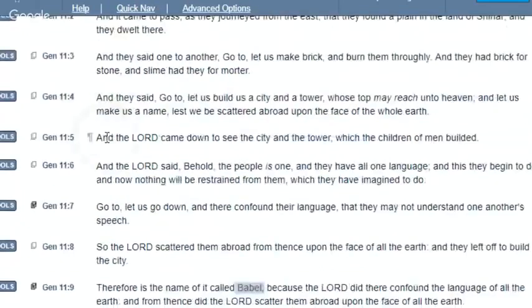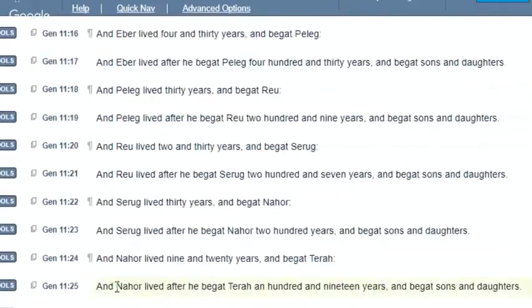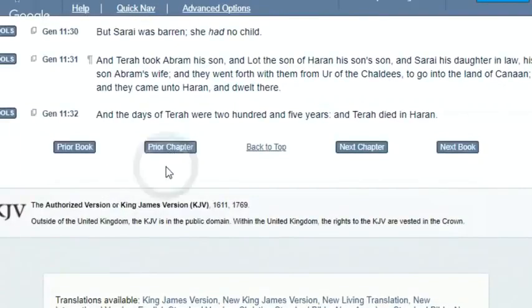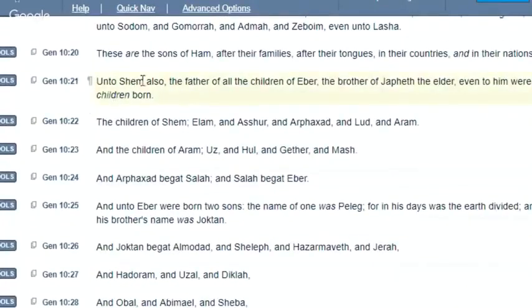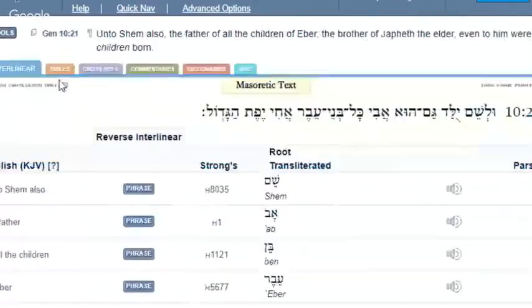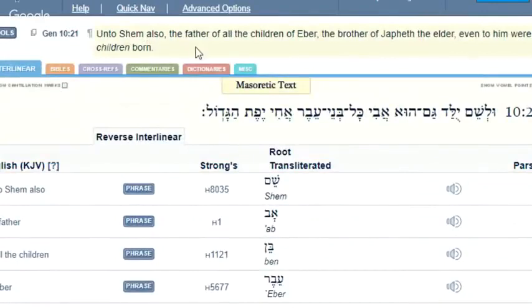All right. So now going back to Genesis, we're going to go to the 10th chapter, to the 21st verse. Because we read before how Abram was called the Hebrew, and we went to the Hebrew word for Hebrew, and it's Ibar, which is another way of saying the language. And then there was somewhere where that actual term Ibar or Hebrew came from. This is the book of Genesis 10:21. "Unto Shem also, the father of all the children of Eber, the brother of Japheth the elder, even to him were children born."